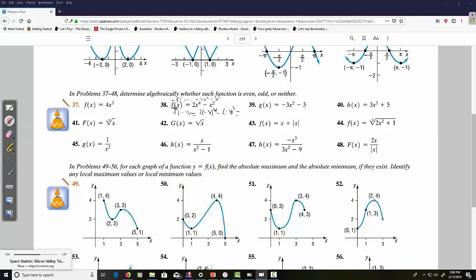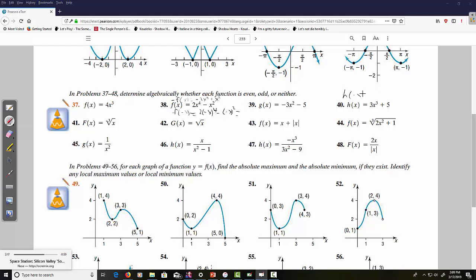But that isn't the only way to make the even or odd properties work out by any means. It's just an easy check when you're dealing with polynomials. Like this one will be neither, because this is 5x to the 0 and that's x to the 3, so it has both even and odd exponents.